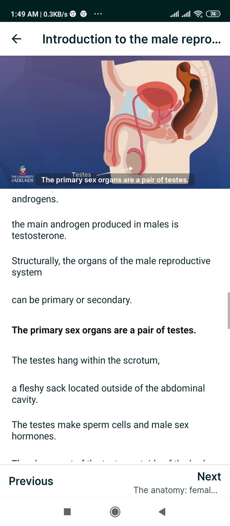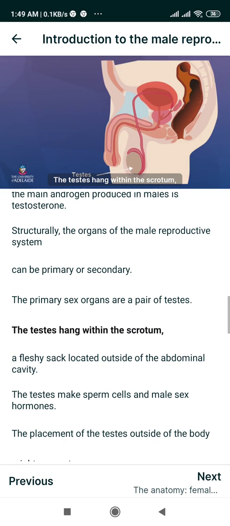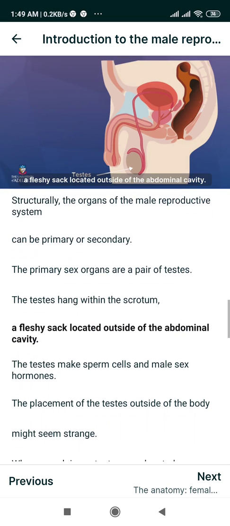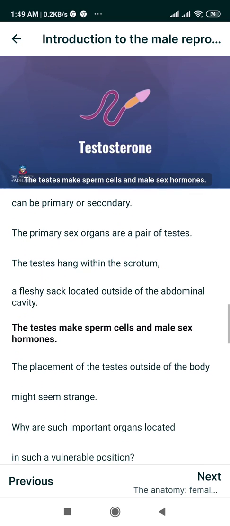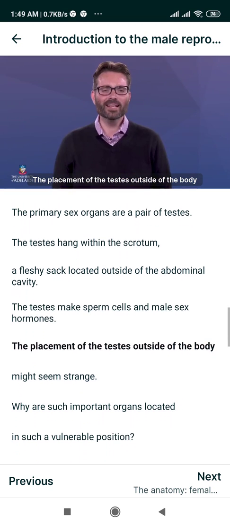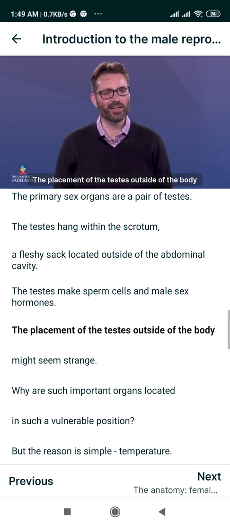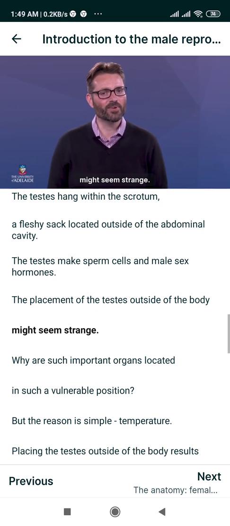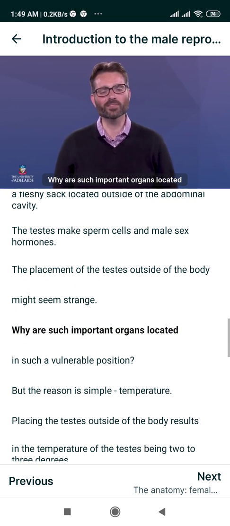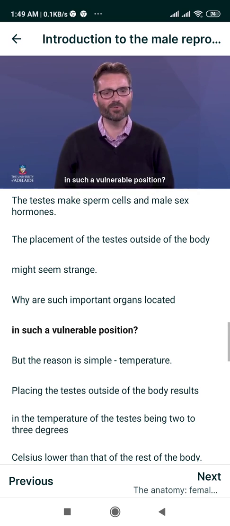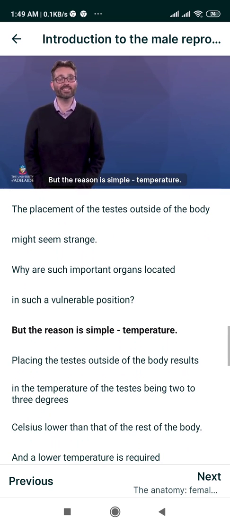The primary sex organs are a pair of testes. The testes hang within the scrotum, a fleshy sac located outside of the abdominal cavity. The testes make sperm cells and male sex hormones. The placement of the testes outside of the body might seem strange. Why are such important organs located in such a vulnerable position? But the reason is simple: temperature.